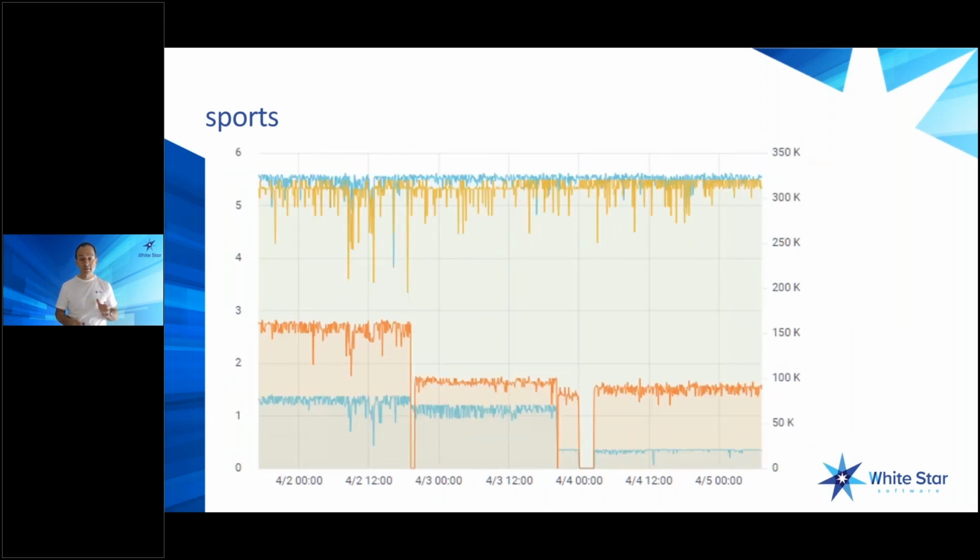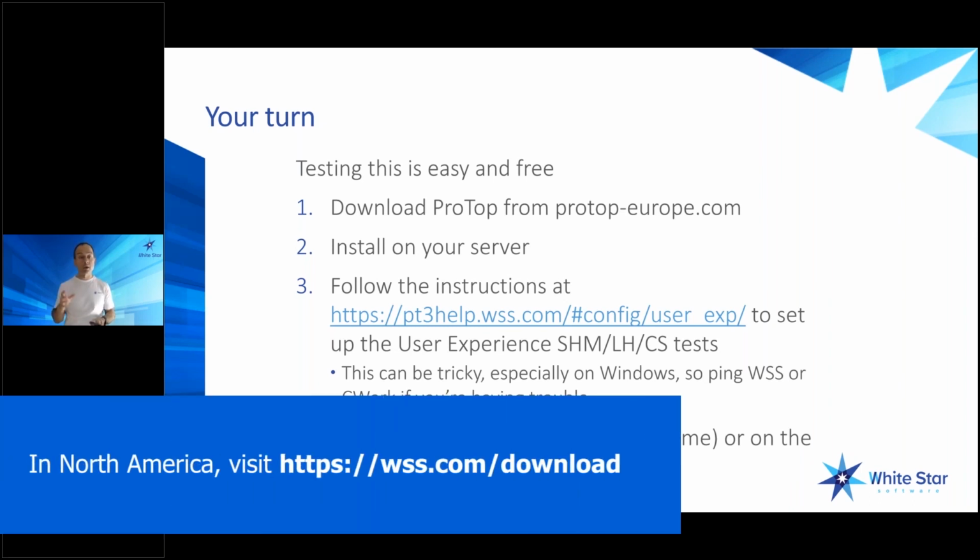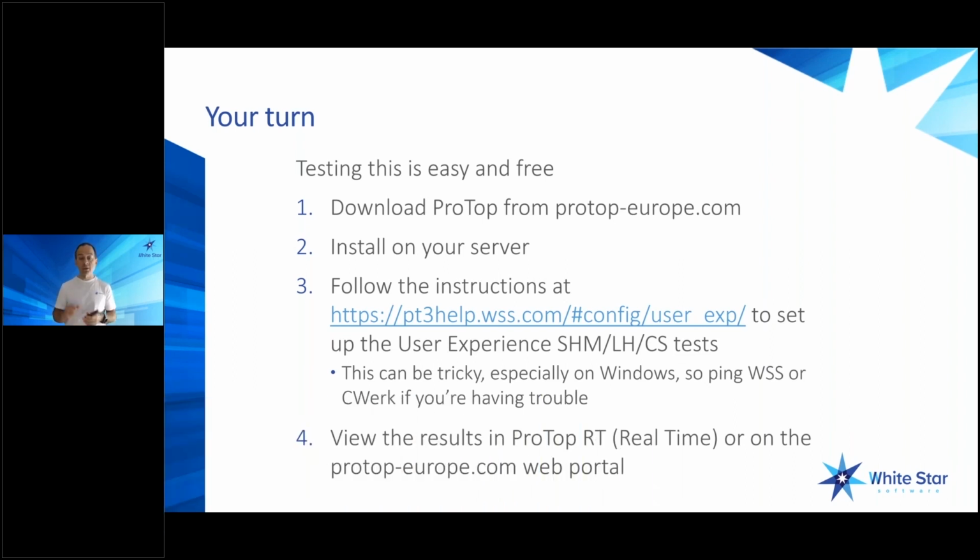All right, and then the physical sports database, again, on my desktop computer, same thing. You can see the stair stepping going down as we changed from test 1 to test 2 to test 3 parameters. So how do you do this in your office? Easy. Go download ProTop from protopeurope.com, install it on your server. The instructions are right there. There's a couple of tricky points for the client server, especially on Windows. So ping us, ping James Palmer or ping me or Tom to walk you through it. We tried to document it as well as we can, but again, you might have some questions.